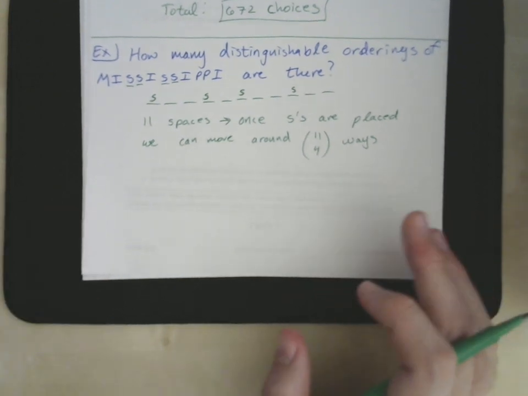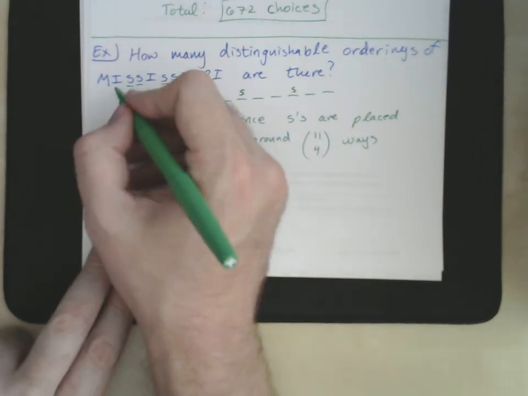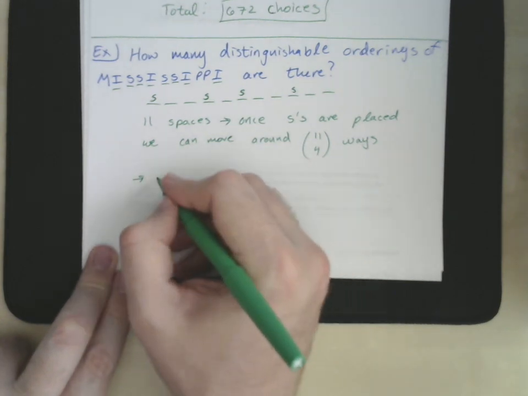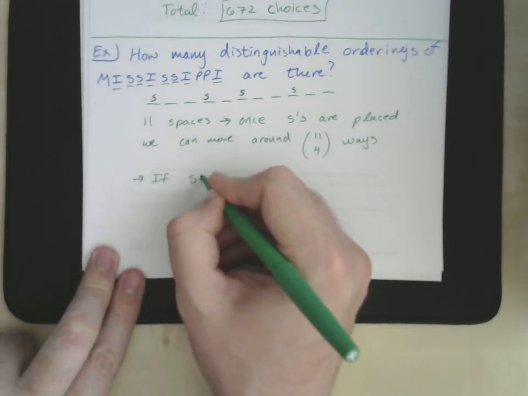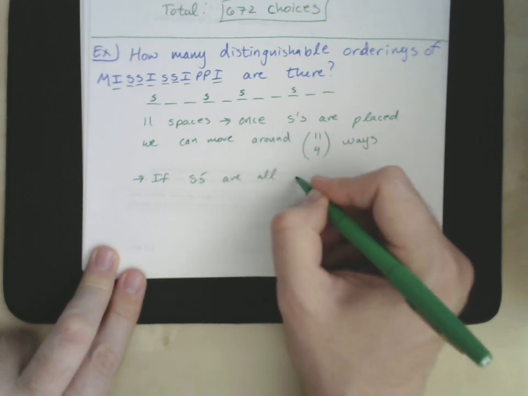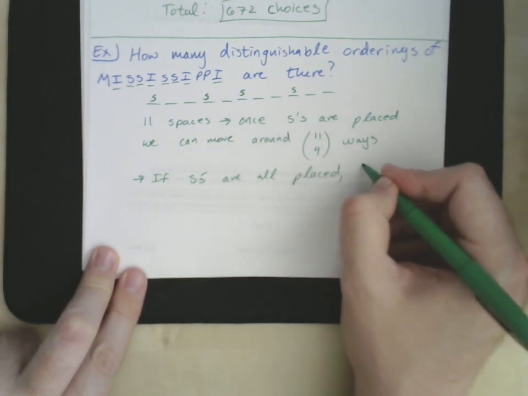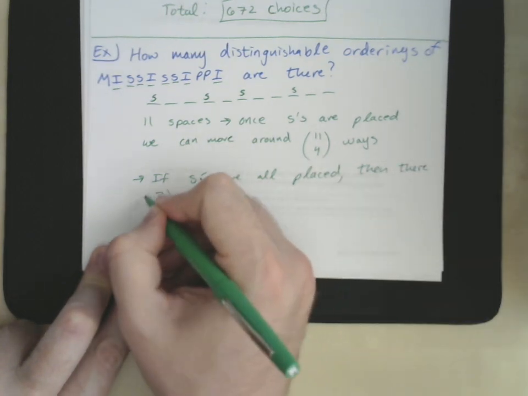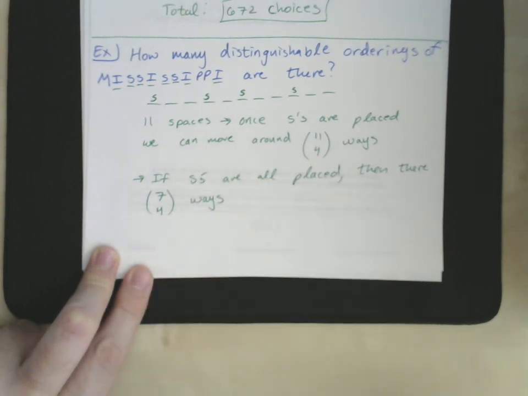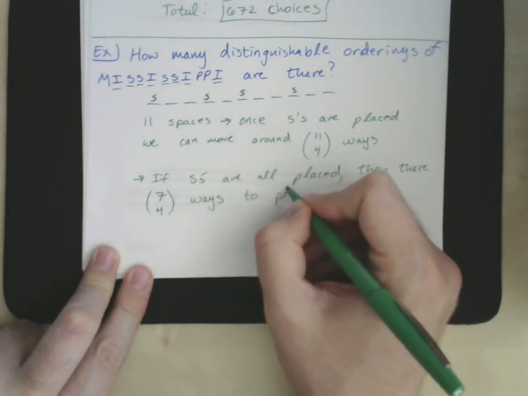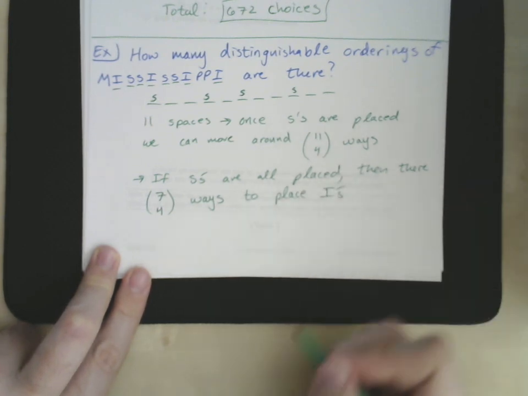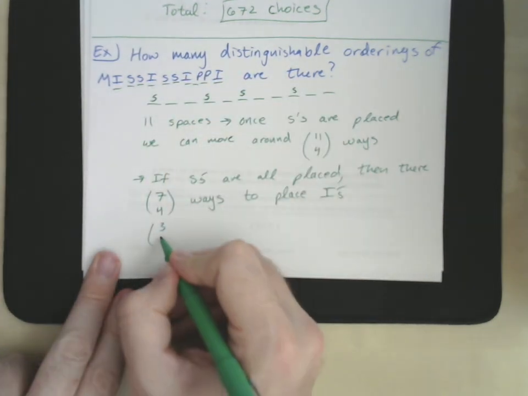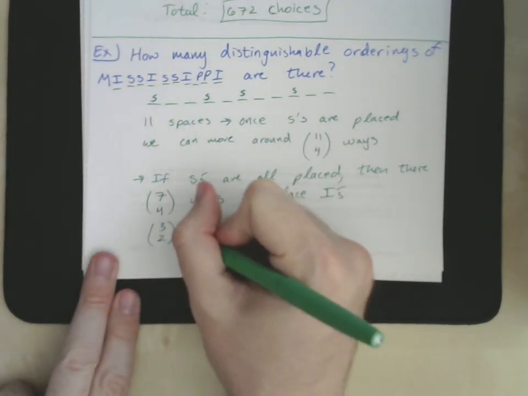So once you've done the S's, the next letter that repeats the most is the I's. There are 4. So if the S's are all positioned, or placed, then there are 7 spots left and 4 I's to choose from. So 7 choose 4 ways to place the I's. And that means that there are 3 spots left, and we can place the P's, all 2 of them, exactly 3 choose 2 ways.